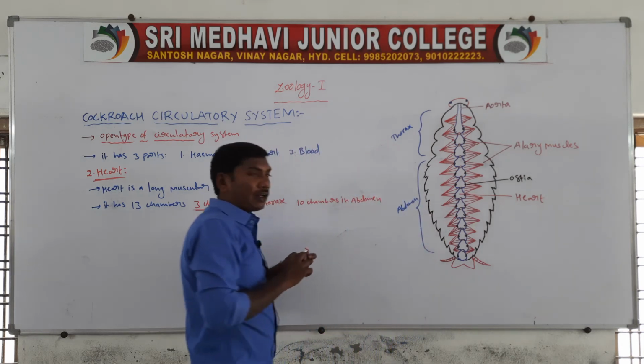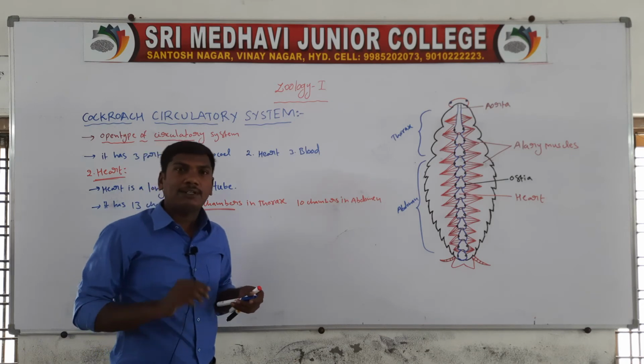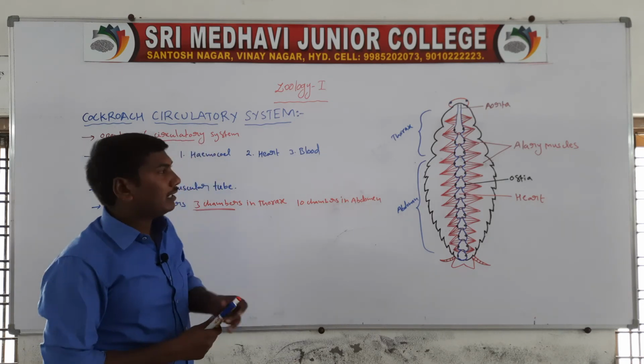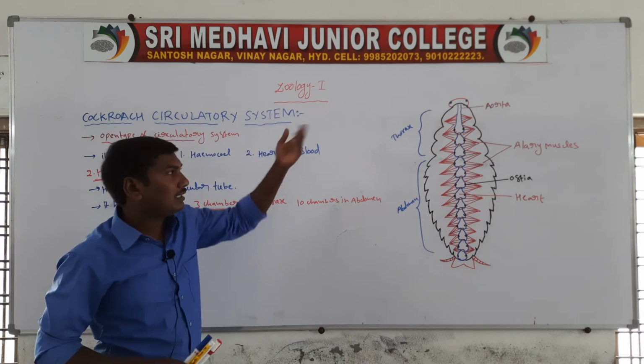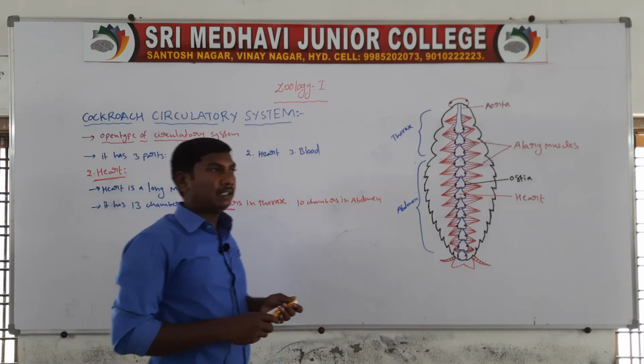Abdomen. The cockroach heart contains 13 chambers: 3 chambers in the thorax and 10 chambers in the abdomen.